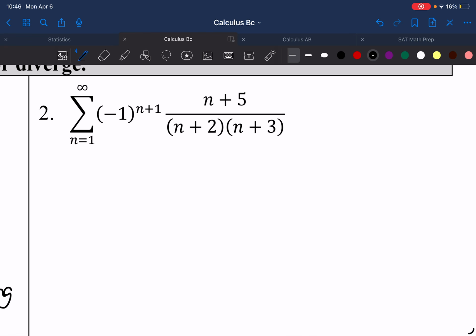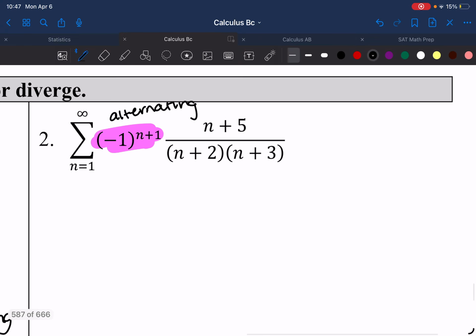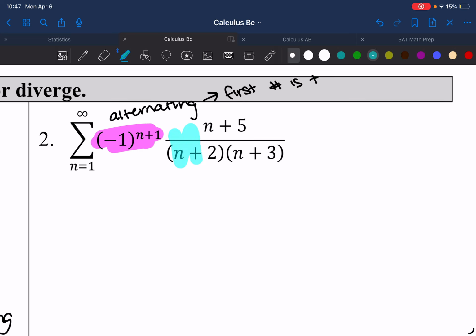Number 2, again, we have an alternating series from right here. This is an alternating series. The only difference is since this is to the power of n plus 1, that means that first number is going to be positive. Okay, so when we had just negative 1 to the n power, that first number is going to be negative. So first number, and this is not super important, but it's still good to know. First number is positive. Okay, that means everything else, this is our a sub n.